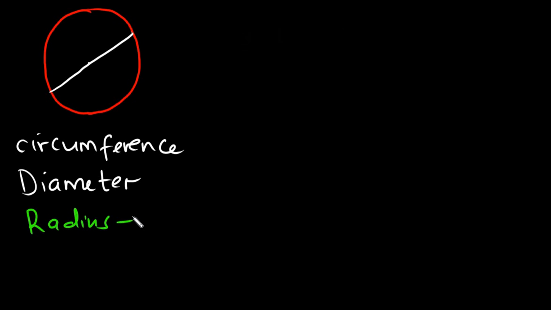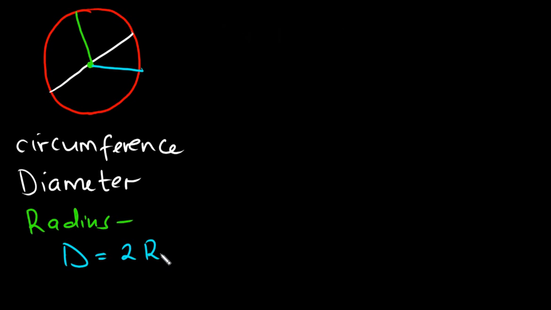Then finally we have the radius. Radius is the distance from any point on the circumference to the center of the circle. Okay, from the center of the circle to any point on the circumference. The other thing that we need to note is that a diameter is twice the radius. Okay, the diameter is twice the radius.